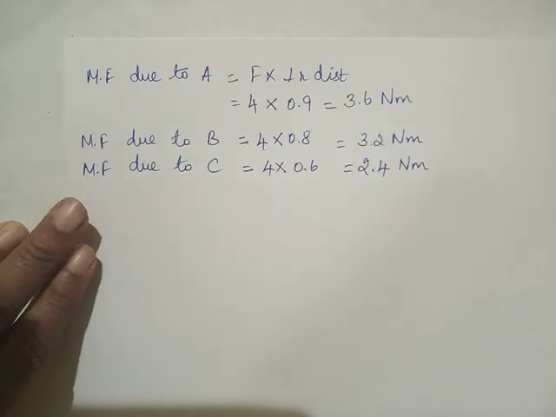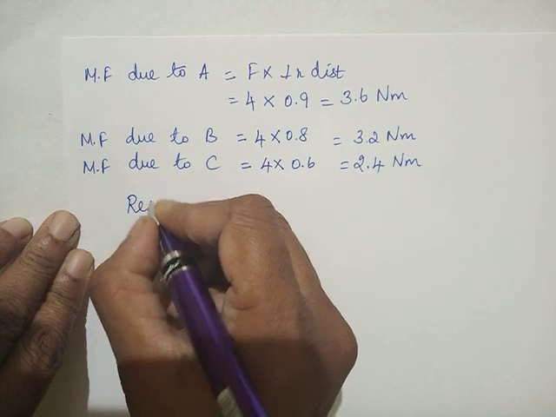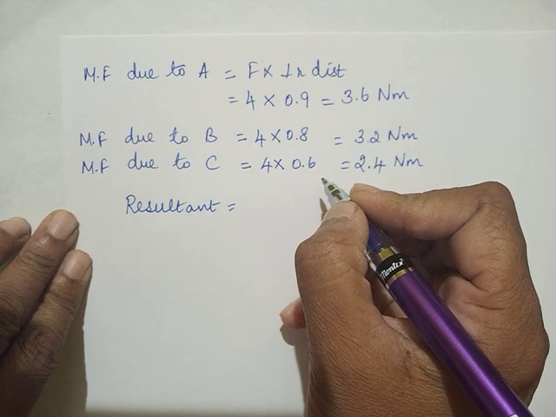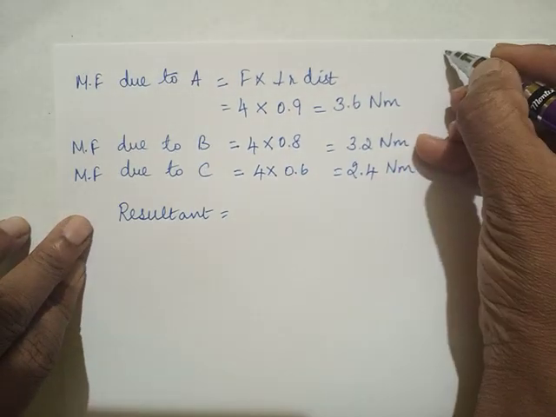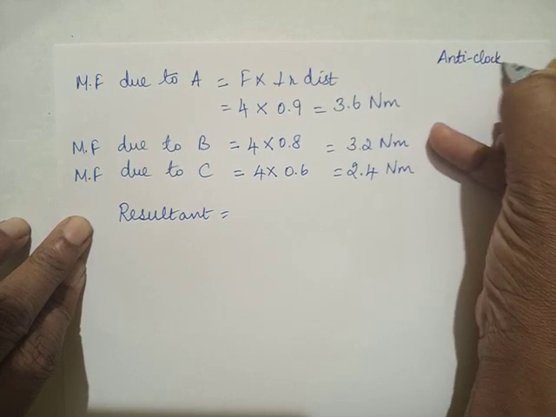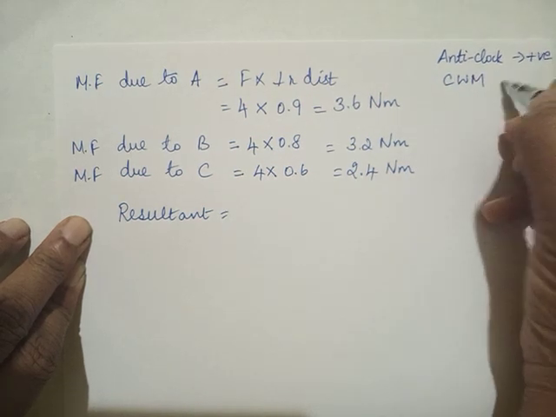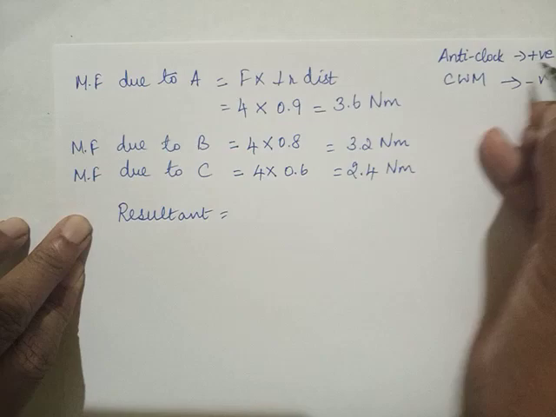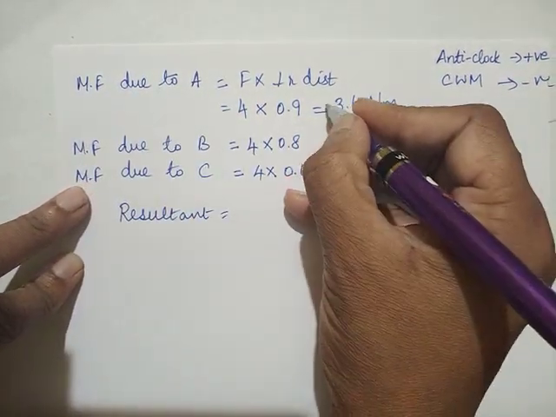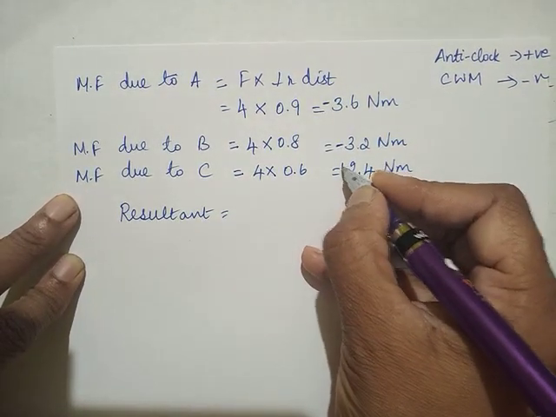So now they have asked you to find the resultant. Whenever resultant is asked, you have to consider the direction, or the sign should be taken into account. Already, while reading, we saw anti-clockwise moment is positive and clockwise moment is taken as negative. So we know that A and B are clockwise, so they will be negative. Put a minus sign before them, and C will be positive.